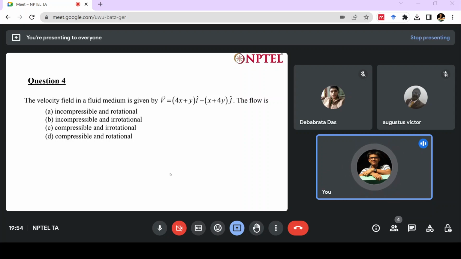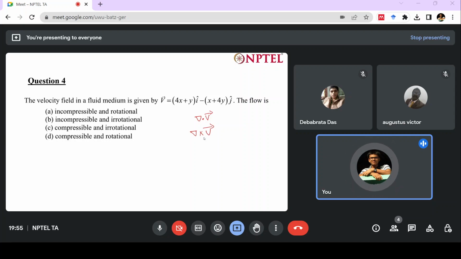Here they have basically asked whether this velocity field is incompressible or compressible, and rotational. So two things are asked. For incompressible you will have to find the divergence, and for rotation you have to find the vorticity. If vorticity is zero, there is no rotation. If divergence is zero, then there is no compression. It is incompressible.